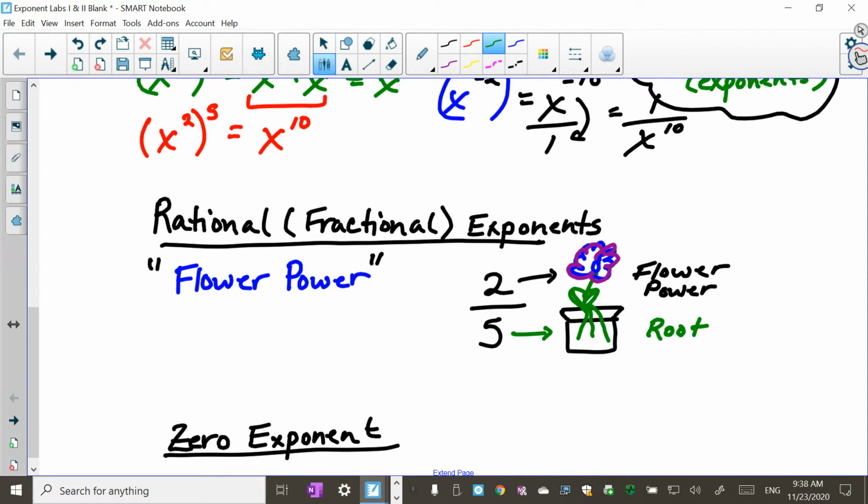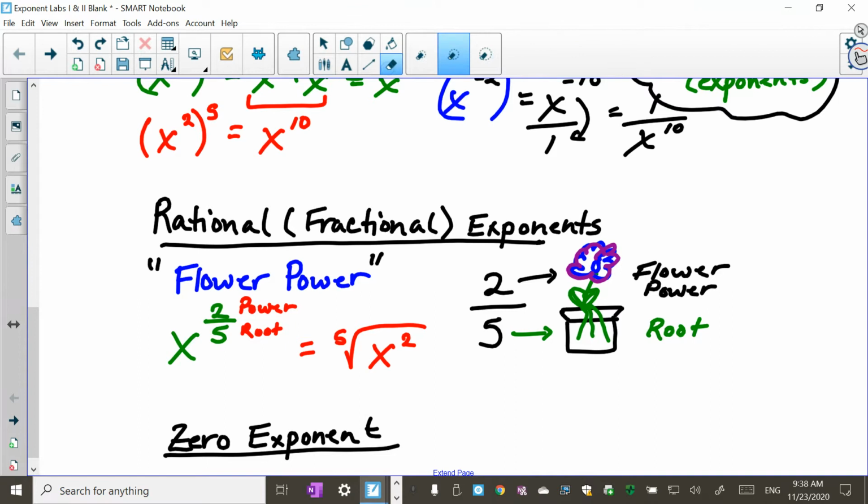So if I had x to the 2/5, I want you to think of that. It's a fractional exponent. It's less than 1. Look at it like a little flower pot. So the 2 would be the power because it's flower power. The 5 would be a root. I kind of just made it big over here, but really that's what it is. So you can write it with a radical. You can rewrite it. The x is going to go here, the power goes here, and the root will come out here. So I used to memorize this.